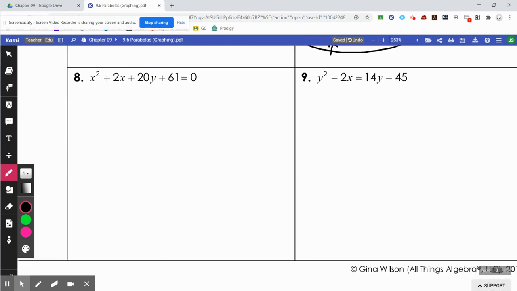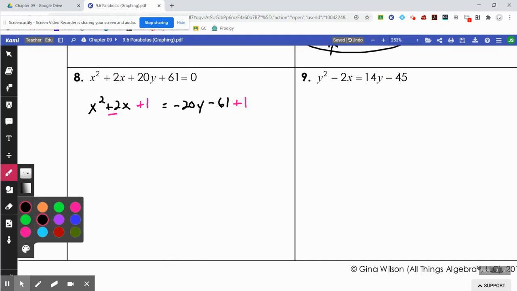Number 8, again, you have x squared stuff, and you also have 2x. So let's move everything to the other side. x squared plus 2x is equal to negative 20y and a negative 61. If there was a number in front of x squared, it would have to be factored out, but there's not, so we can go ahead and complete the square. Half it, square it, we're going to add 1 to both sides.